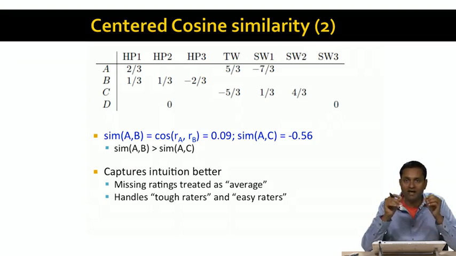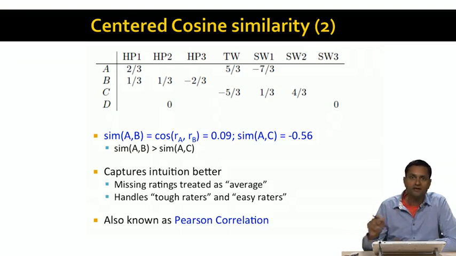By subtracting out the average rating of each user, we've centered users around an average of 0, and we sort of normalized to some extent the tough raters and the easy raters. And so the centered cosine has these two advantages of centering around 0 and capturing our intuition better.